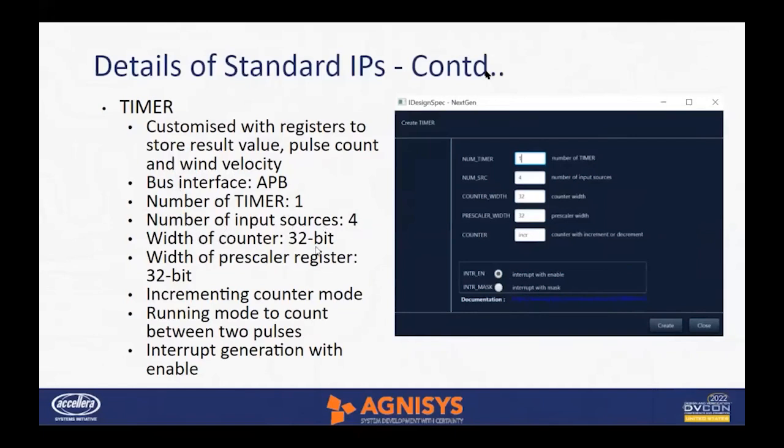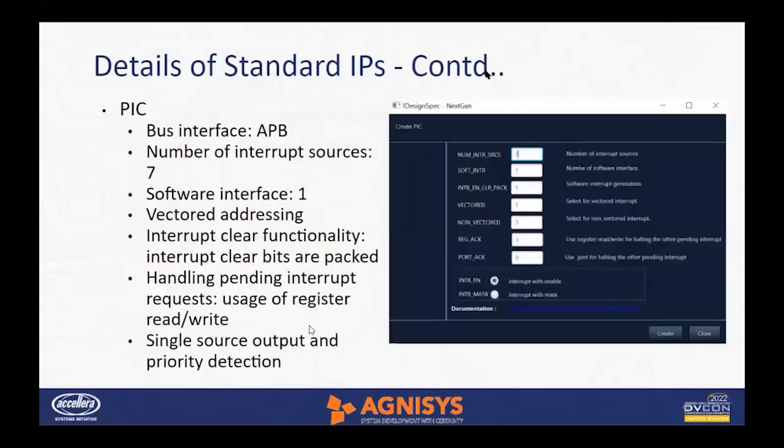Width of the counter is 32-bit. Width of the pre-scale register is 32-bit. Incrementing counter mode, running mode to count between 2 pulses. Interrupt generation with enable. Next, similarly, we have the predefined PIC IP, and here are all its parameters.